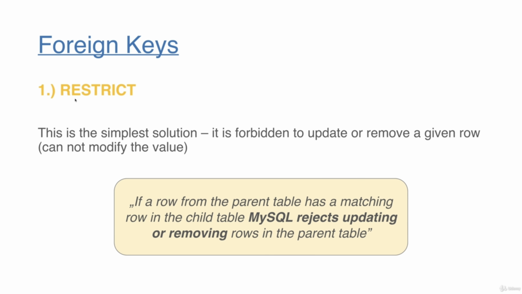And of course, there are several solutions. The first solution is the so-called restrict method. This is the simplest solution. It is forbidden to update or remove a given row, so basically we cannot modify the value in the parent database table. So if a row from a parent table has a matching row in the child table, then MySQL rejects updating or removing rows in the parent table.